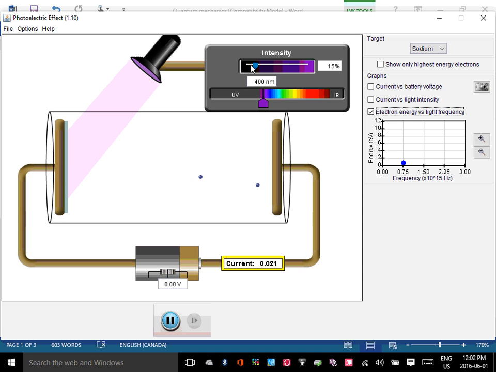Now, what happens if we increase the intensity? Well, you should see more light, more electrons coming through. So you see the difference there? If we decrease the intensity, less electrons are coming out. If we increase the intensity, make it brighter, more electrons are coming out. Why? How do you explain that?